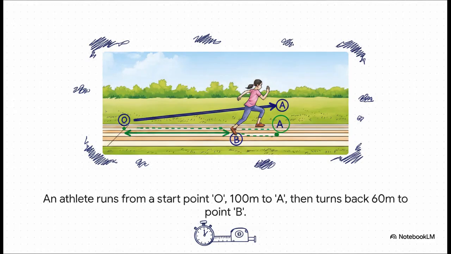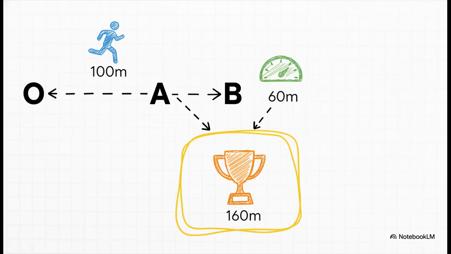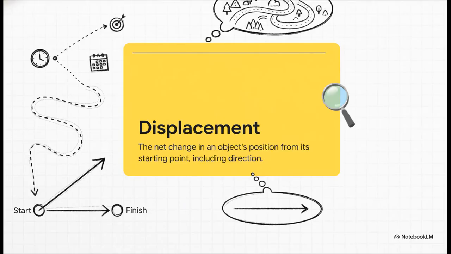Let's make this real with an example. Check out this athlete. She starts at the origin, which we'll call O, and runs 100 meters all the way to point A. Then she turns right around and runs 60 meters back, ending up at point B. To find the distance she traveled, we have to trace her entire journey. And the math is super simple, right? We just add it all up. She ran 100 meters out, plus the 60 meters she ran back. That gives us a total distance of 160 meters.